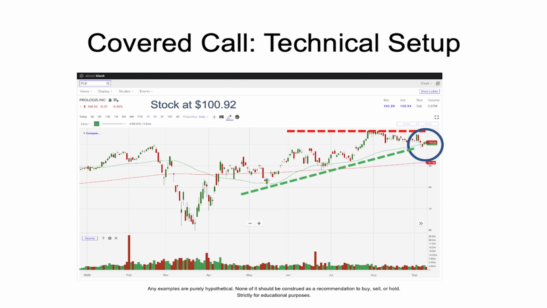So in this particular setup, we see a stock trading at just under 101. The green line shows us a rising trend, but the red line shows us some overhead resistance here. This could actually be referred to as an ascending triangle. But for the moment, we think that we're going to get higher lows, but not necessarily higher highs. So we're remaining bullish, but bullish with a little upside cap coming up.